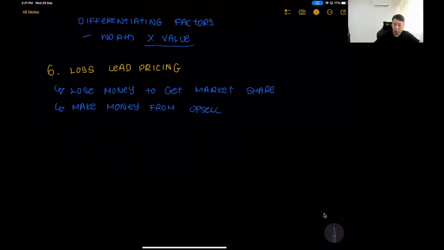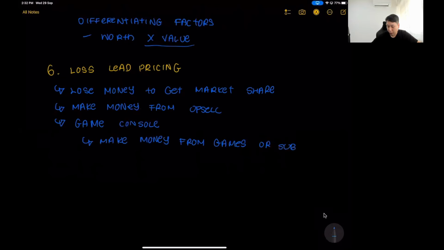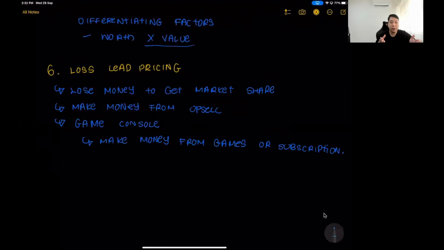One example would be a game console. The product itself can be affordable, but how do they make money? They make money from games or subscriptions. So the game console itself could be affordable, but they actually make money from the games and the subscription, because that's where they make recurring income, and they also make most of their margin.